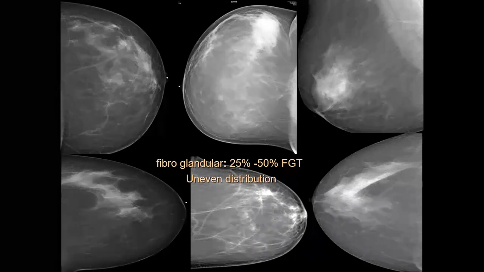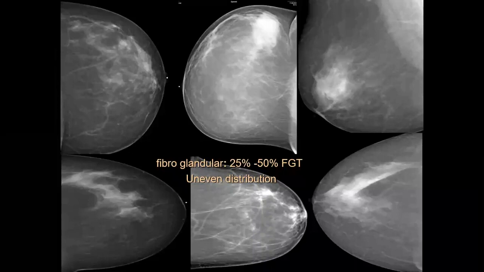So at that time, I used to write a phrase or a sentence. I mentioned that in spite of the parenchyma within this breast being about 25 to 50%, or even less than 50%, it is seen as dense, compact or coalescent, located in the upper outer breast, and that might obscure lesions.